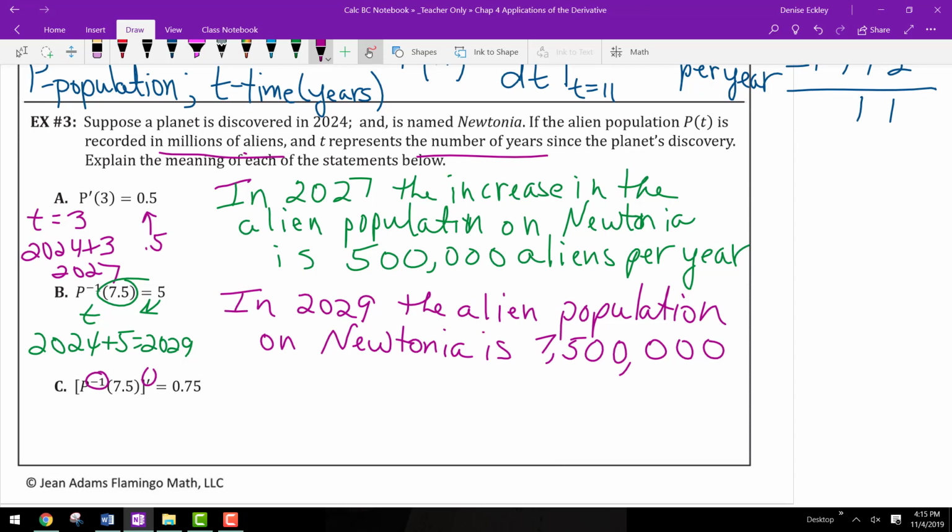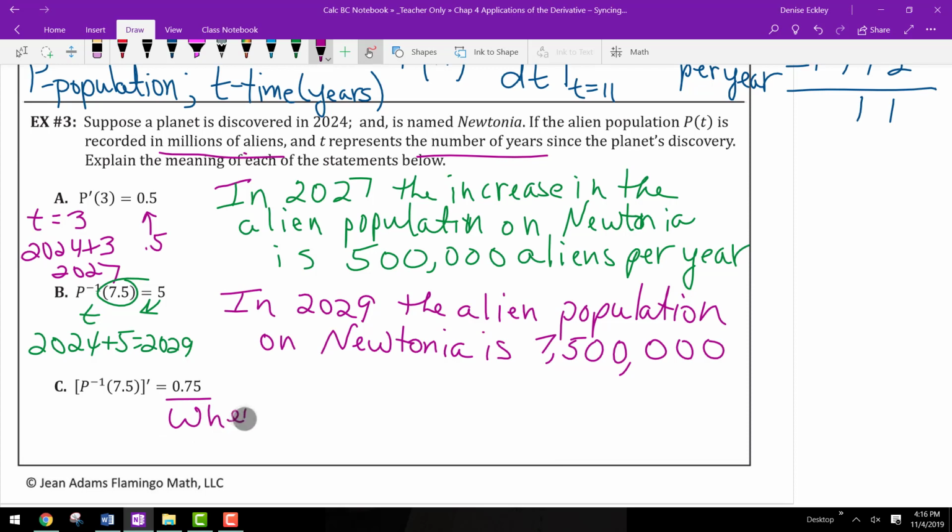So it's going to be the derivative only backwards. So it's going to be year per alien. Okay, so it's kind of backwards. All right, so we're going to see this time that there's been 7.5 years. Okay? No, I'm sorry. That's not true. The 7.5 is going to be our population. And the 0.75 is the change in the population.